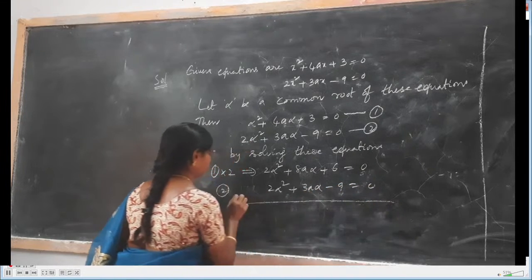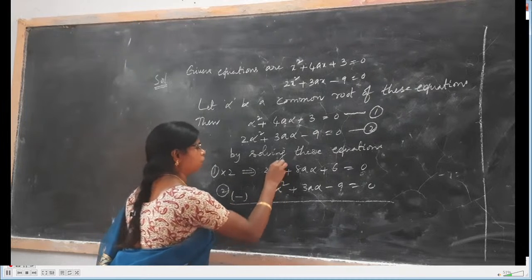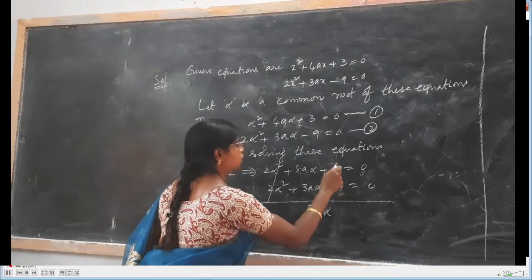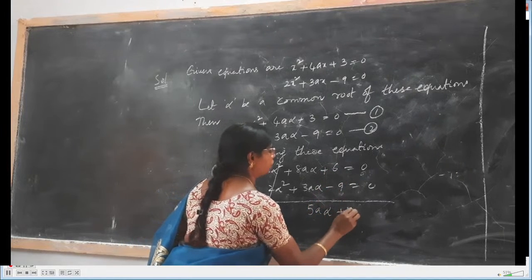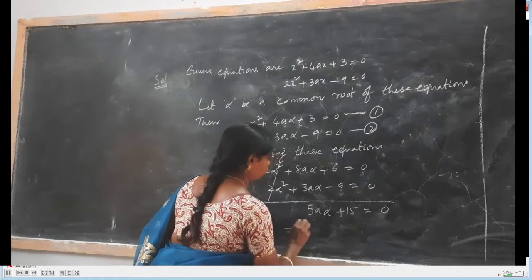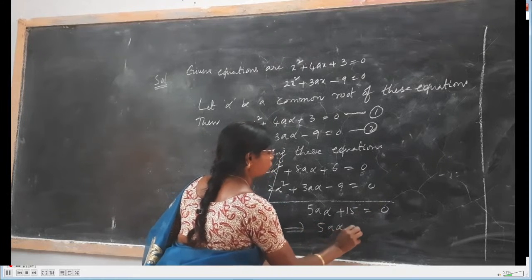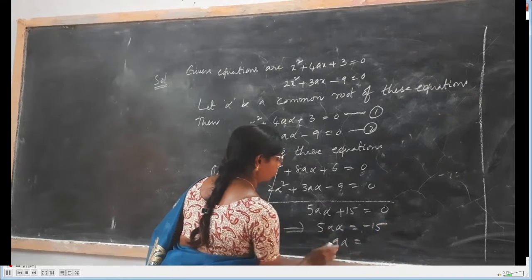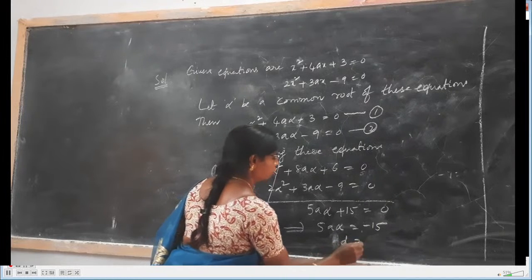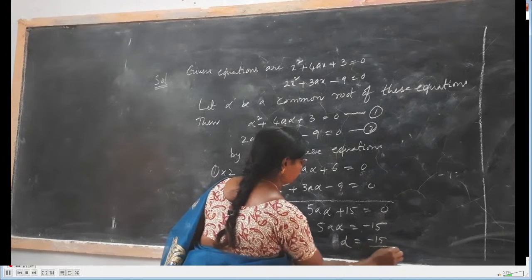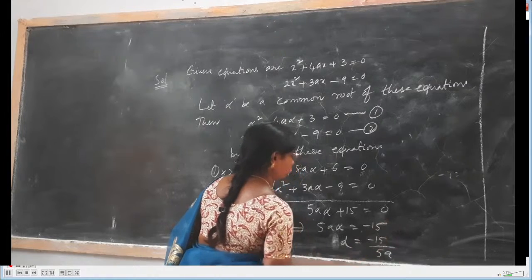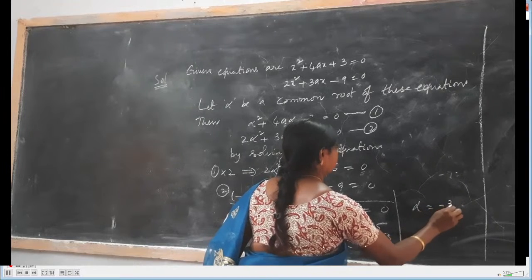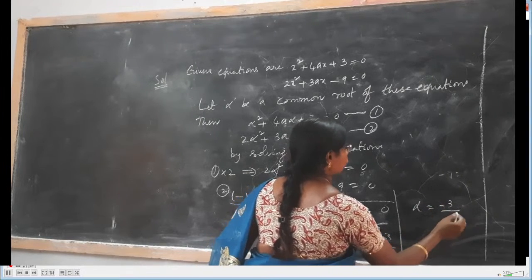Solving means we do addition or subtraction. So I am subtracting, this one is gone. 8 minus 3 is 5a alpha, 6 minus 9 is plus 15 is equal to 0. This implies 5a alpha is equal to minus 15. Alpha is equal to minus 15 by 5a. So cancel this, alpha is equal to minus 3 by a. So minus 3 by a.